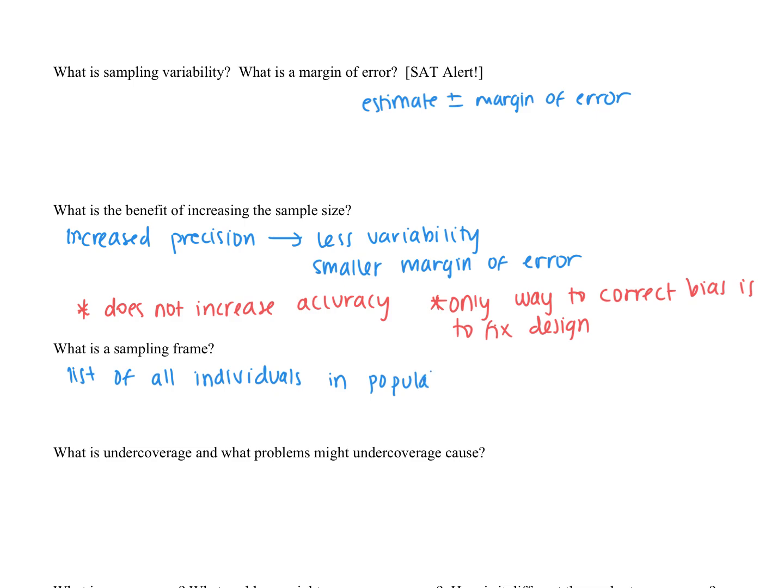In the population. A list of all the individuals in the population. And remember, we talked about last time, your population is not necessarily like everyone in the world. It's whoever you care about. So if I want to know the average amount of time that seniors spend on homework, my population is only seniors. It's not all students. And it could be seniors in Prospect. It could be seniors in 214. It's whoever I'm interested in. So that is your sampling frame.